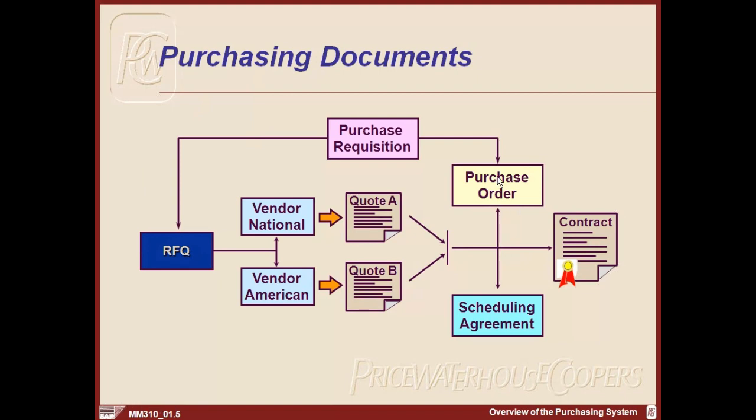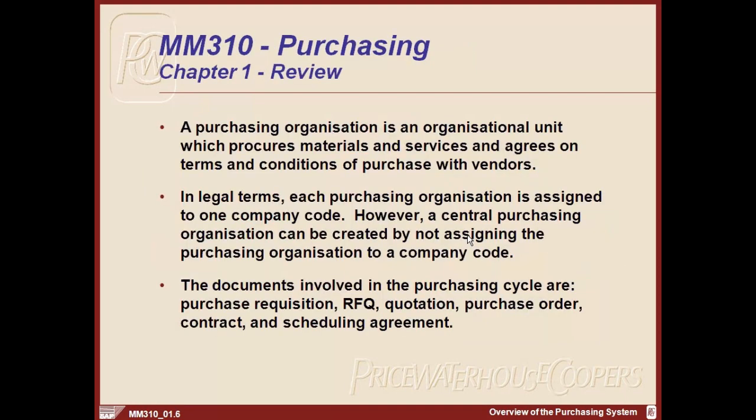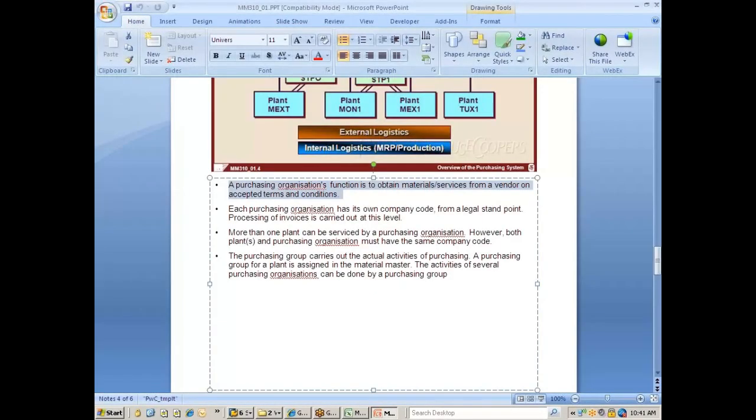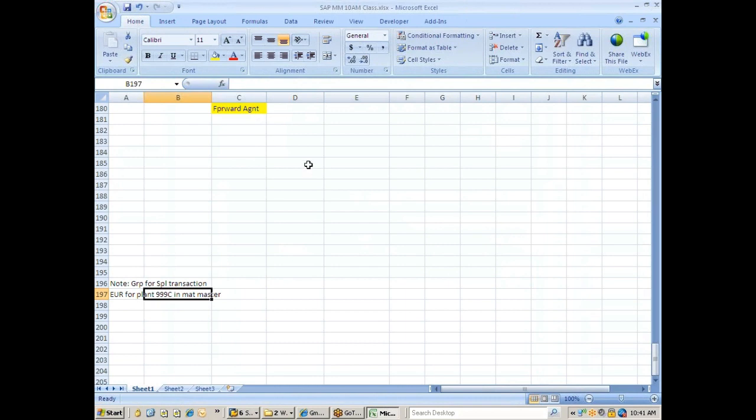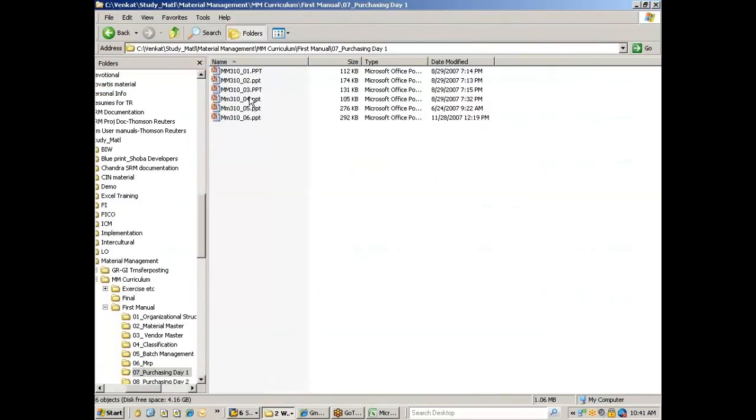If it's a long-term requirement, you either go with a contract or you go with something called a scheduling agreement. There's a difference between a scheduling agreement and a contract, which we call outline agreements, both of them together, which we will see in the middle of purchasing. Okay, so this is broadly what we call purchasing. Any questions? Well, if you have no questions, let me go with the purchase requisition, the starting point.